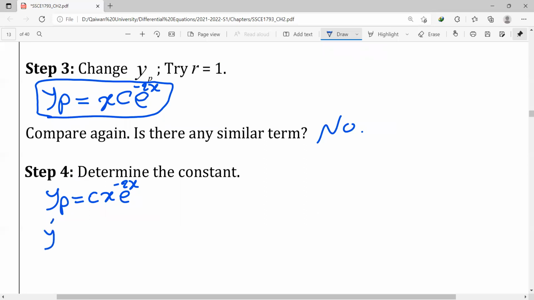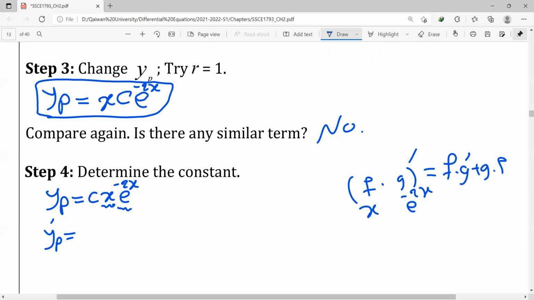What's y prime of p? Here we have multiplication of two functions. Let's say this is a function and that's a function. We have x multiplied by e to the power minus 2x. Let's say this is f, this is g. The derivative of f times g is f times g prime plus g times f prime. Is it? That's the rule.